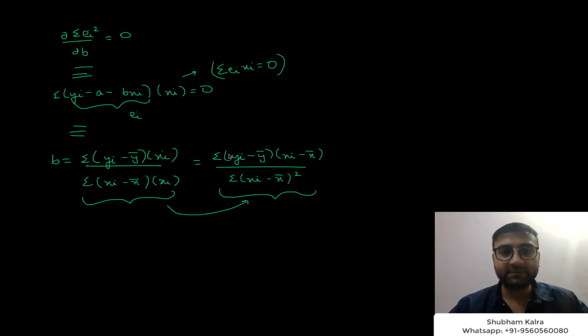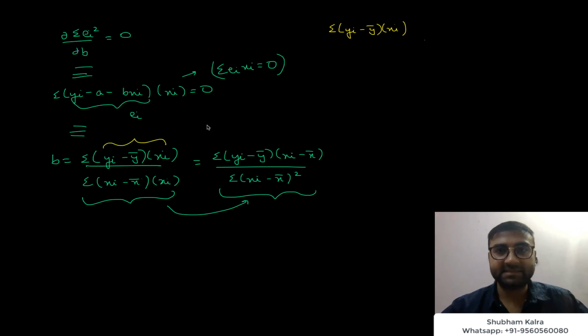Okay, so first I'm going to focus on the numerator. I'm going to show you different expressions that we have for the numerator, and once we are done with the numerator, we will talk about the denominator. So I'm going to show you that this numerator that you have written over here, that is the summation of yi minus y bar multiplied by xi, is actually equal to the summation of yi minus y bar multiplied by xi minus x bar. Okay, that means this is equal to this.